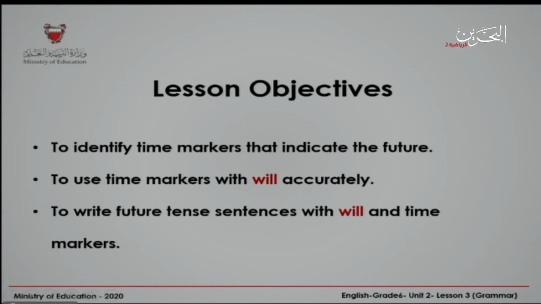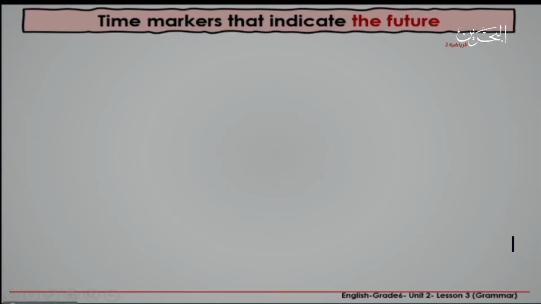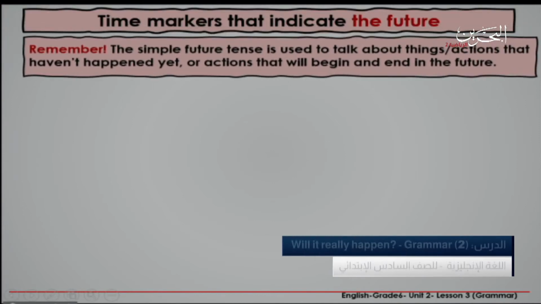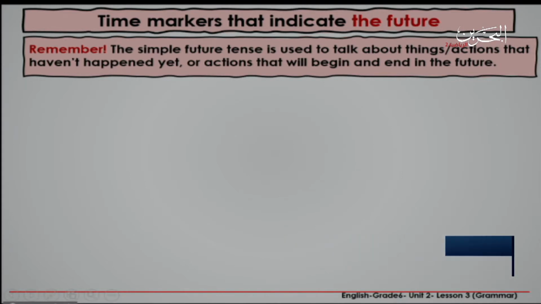Today we are tackling 3 objectives, and they are to identify time markers that indicate the future, to use time markers with will accurately, to write future sentences with will and time markers. Remember, the simple future tense is used to talk about things or actions that haven't happened yet, or actions that will begin and end in the future.